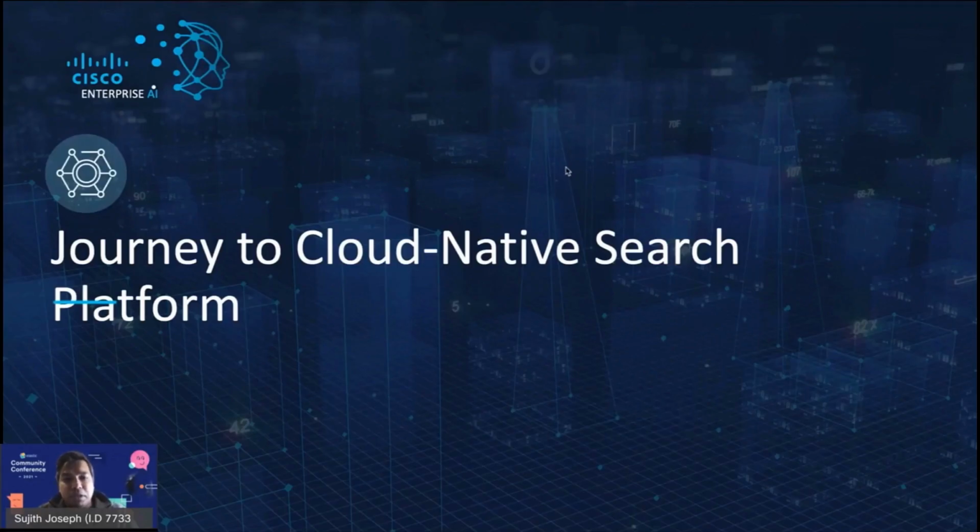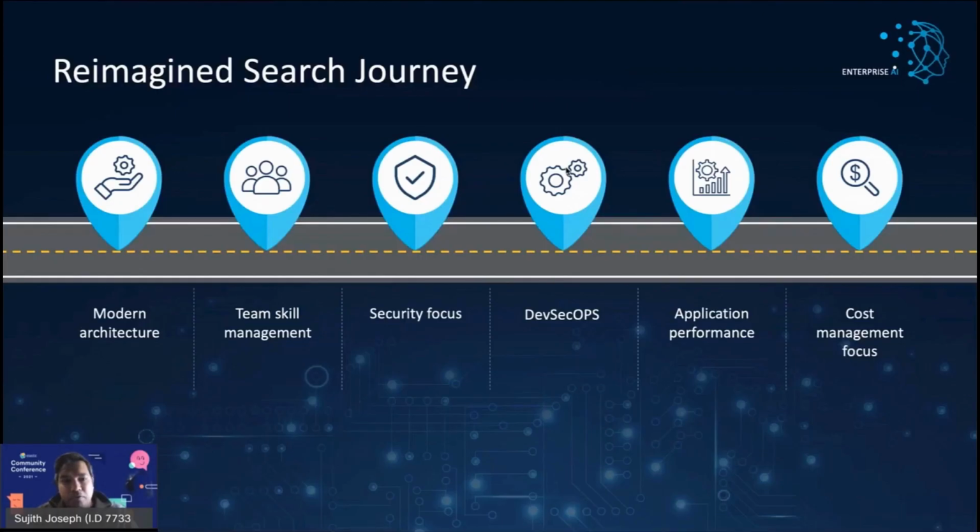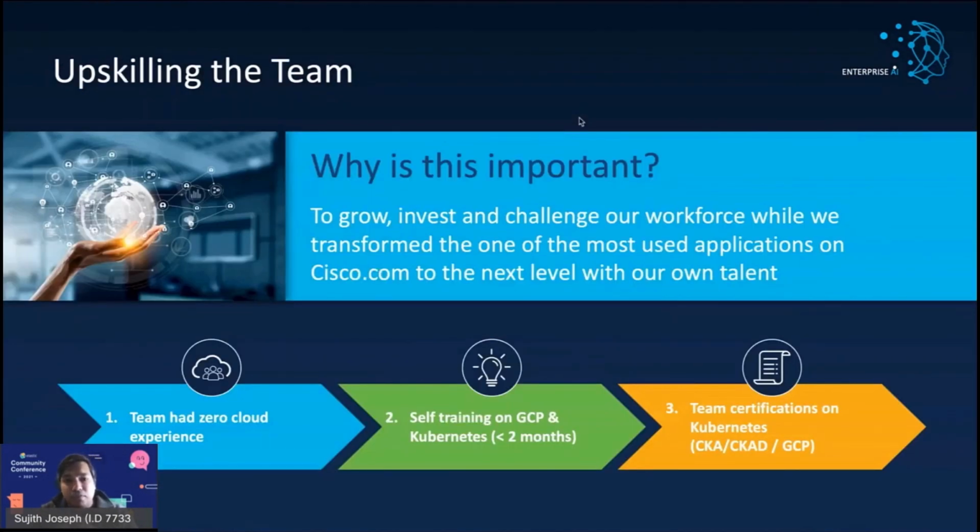When we talk about the journey to cloud-native search, we had key focus areas. We use a modern architecture to build this platform. We upskill this team. We had a focus on security, application performance, cost management, and DevSecOps. And when we started this journey, we had zero cloud experience, and the team took self-training on GCP and Kubernetes in a span of 2 months. And all of us took Kubernetes certification, ECK and GKE, as well as GCP certifications, which actually helped in the fast execution of this project.